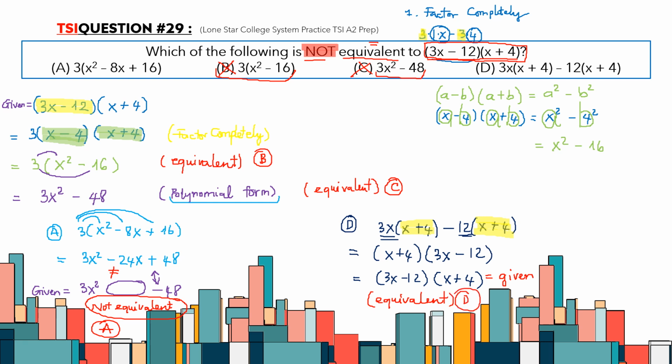All right. So we find out that only A is not equivalent to 3x minus 12 times x plus 4. And that should be the choice we make. Okay, so A will be the right answer. Because we choose the one that is not equivalent, we do not choose the ones that are equivalent. And we have shown that answers B, C, and D are equivalent to the given expression.